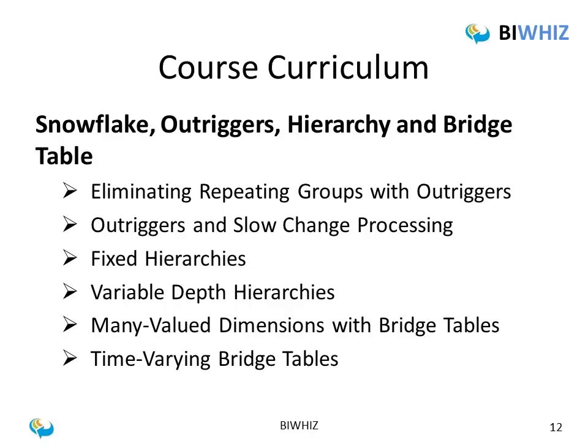Okay, we will talk about snowflakes. We will talk about star schema, snowflakes, outriggers, hierarchy, and bridge tables. So how outriggers can be used to solve some problems, how a bridge table can be used to solve the many-to-many relationship problem, and how we implement hierarchy from the data warehouse side, what types of hierarchies there are, and how we implement those types of hierarchies.